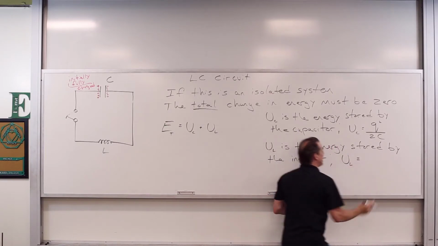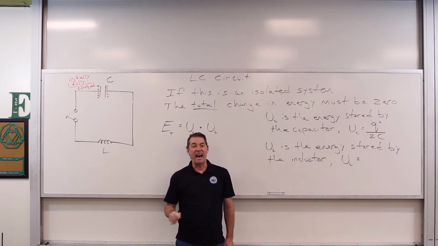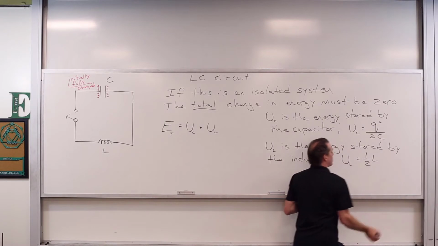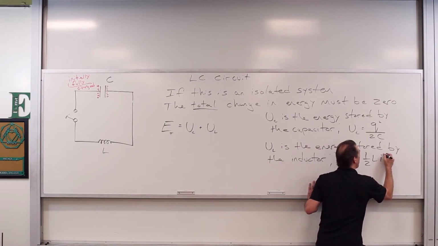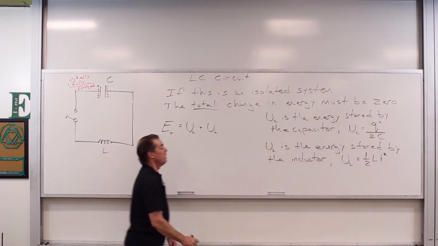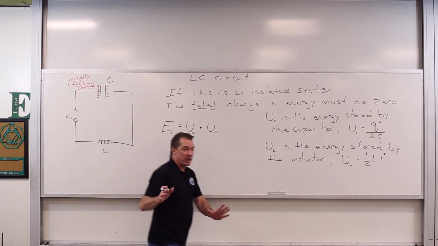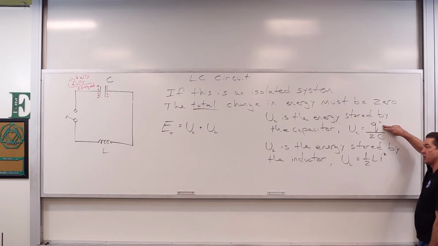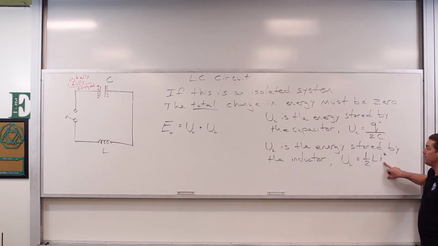The energy stored by the inductor is 1/2 Li squared: 1/2 multiplied by the inductance multiplied by the current going through the inductor squared. Now what's going to be changing is the charge stored by the capacitor with respect to time, and the current through the inductor with respect to time.